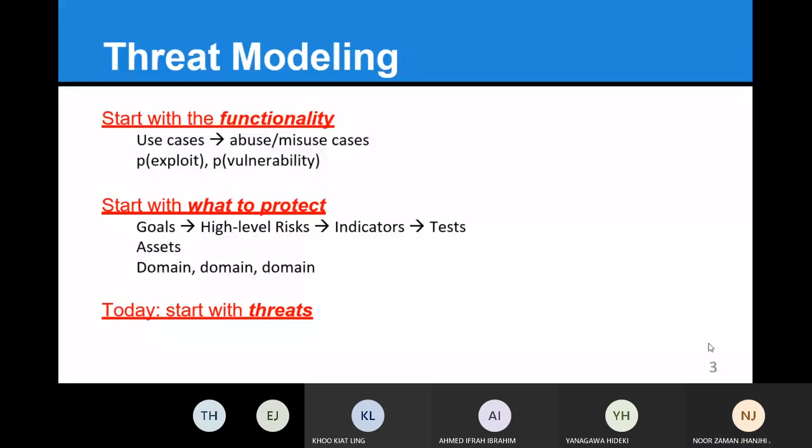Now, you can see from the first point that they start with the functionality, and then you can see P exploit and P vulnerability. This P is actually the probability, the possibility. How much is the probability that the system could be exploited? How much is the possibility or probability in the existing system that, at what points, at which state, at what level, the vulnerabilities are there?